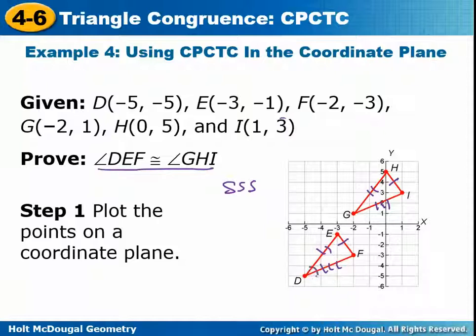And then you're able to prove that DEF, which is here, is congruent to GH. I did the wrong angle here. DEF is up here, is congruent to GHI right here. All right, so you'll have one of those on your worksheet to use the distance formula for.